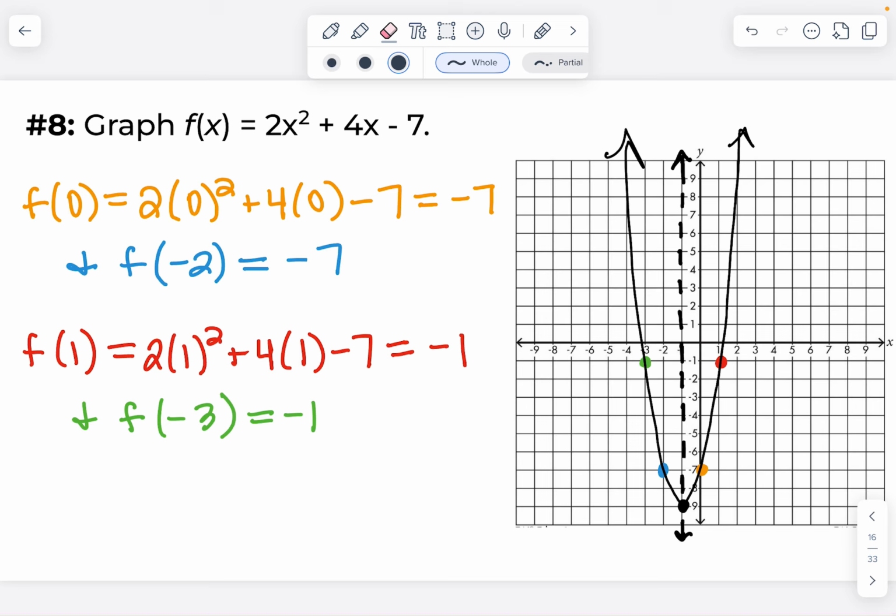I then went 1 to the left to find the blue. And then I plugged in f of 1, so plugged in 1 for x. When I did that, it gave me -1 for the y value. So that was 2 to the right. So then I went 2 to the left and got that green point, which is going to be at -3, -1. And that is this one graphed.